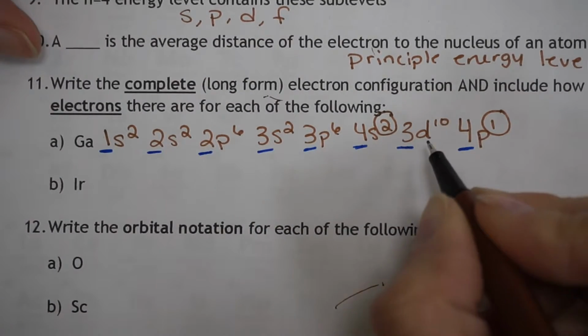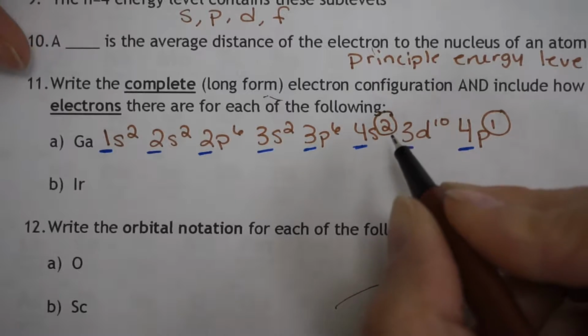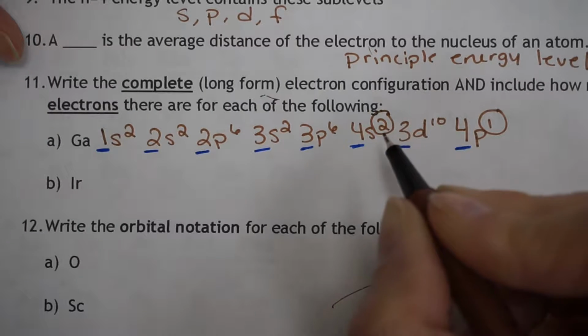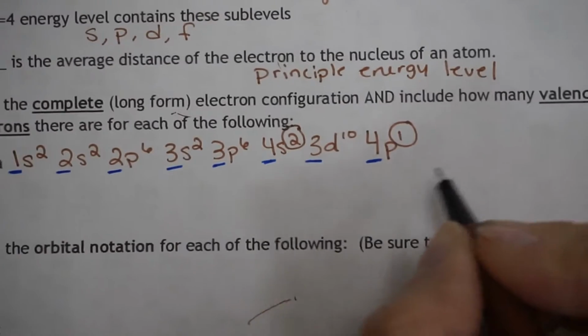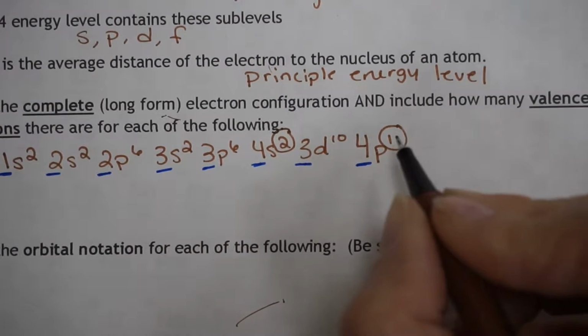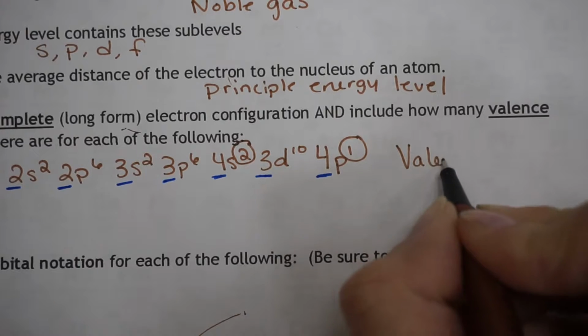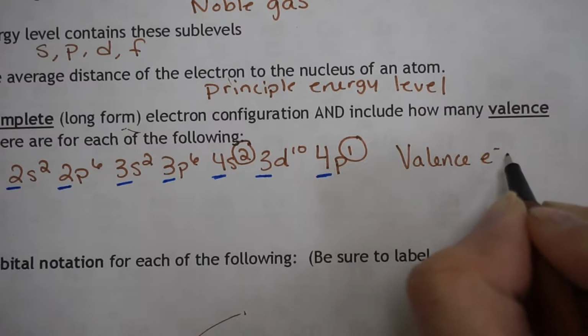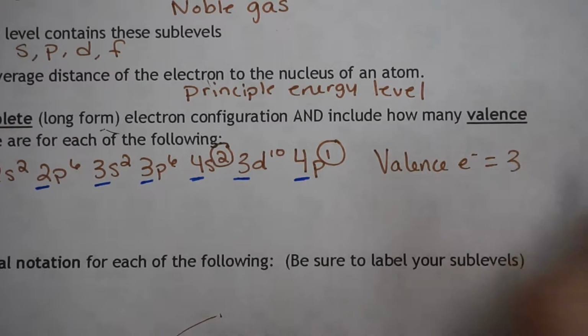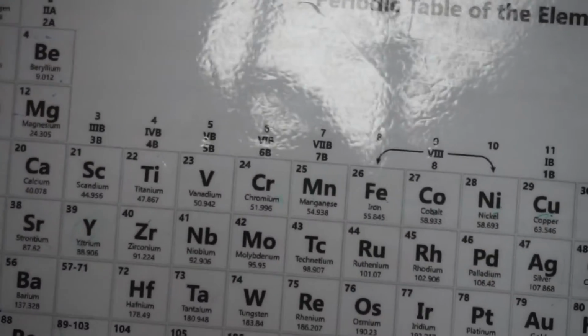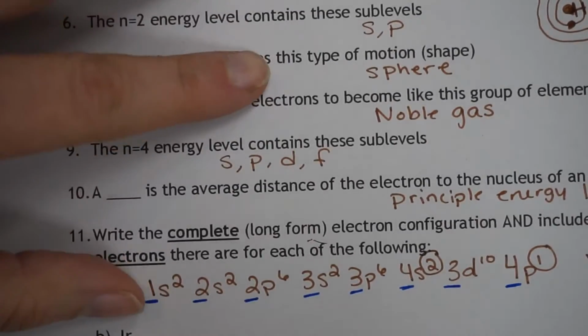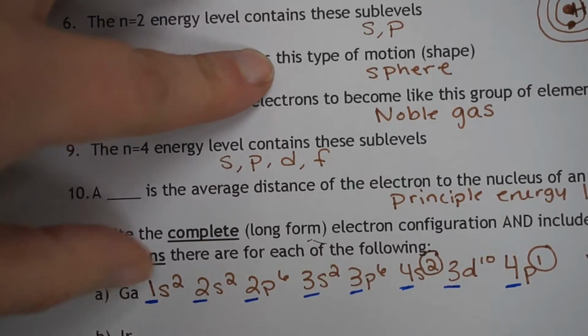So there's 10 electrons in the 3d orbital. So anyway, we're going to just literally add up the electrons in that fourth energy level, and it's 2 plus 1, and that's going to equal 3. So valence electrons will equal 3. Okay. All right, so we're going to do the electron configuration for iridium and then find its valence electrons.